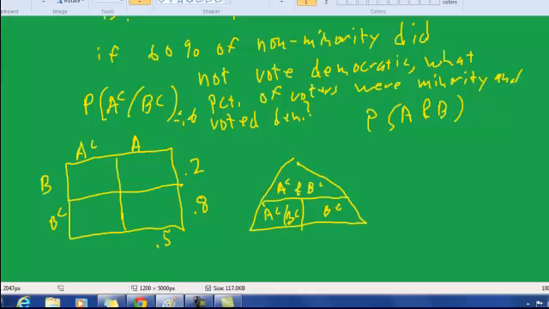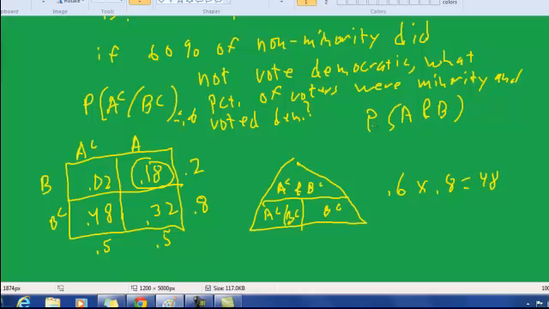We now know that we're going to multiply the two things at the bottom of the triangle to get what's at the top. BC is 0.8, AC given BC is 0.6, so 0.6 times 0.8 equals 0.48. Now we have a 0.48 here, and we can fill in the rest of the box. I'll subtract and get 0.02 there, 0.32 there, and we get 0.18 there. That is the answer we're looking for, the probability of A and B. That is, 18% of voters were both minority and voted Democratic in this hypothetical example.